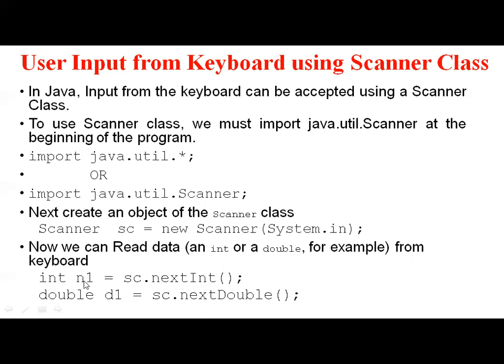For example, if I want to read a double data type number, then I can write a statement of this kind: double d1 is equal to sc.nextDouble(). Now the method to be invoked is nextDouble, please remember. Like this, we have different methods for each data type in the Scanner class. We'll see that, and each method has to be invoked using the object. sc is the object name here.